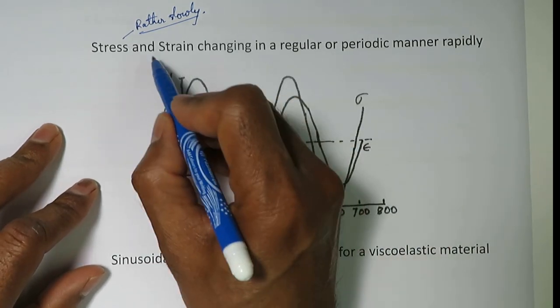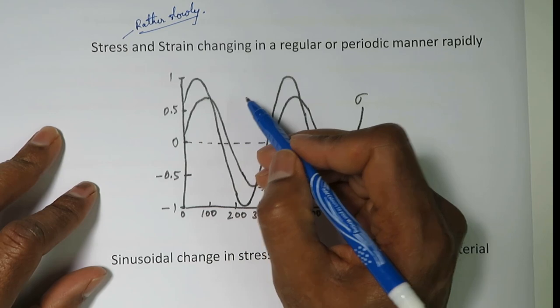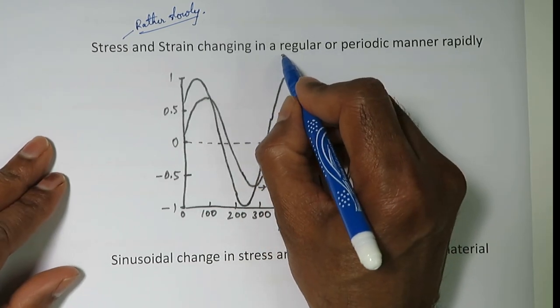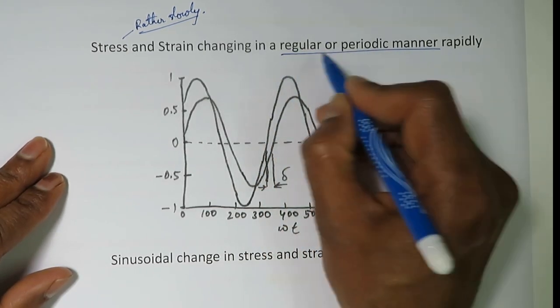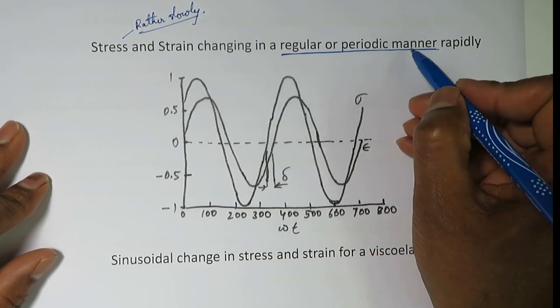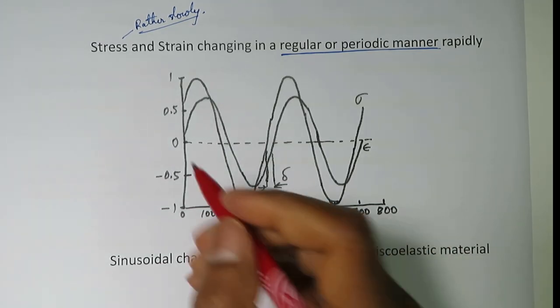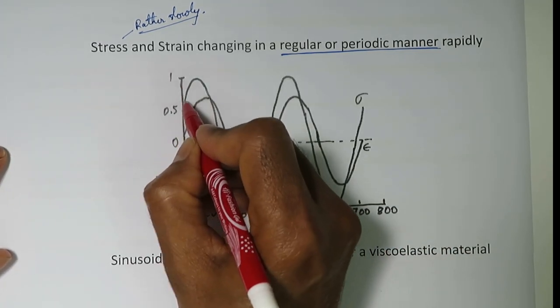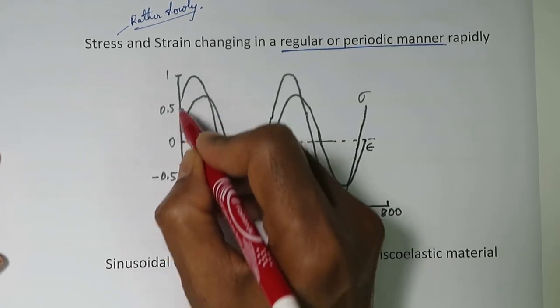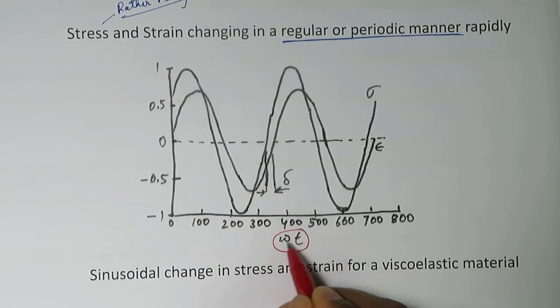But in the case of dynamic loading, the stress will be applied at a much faster rate, and also in a regular or periodic manner. That means the stress will change in a periodic manner, and this has been shown here. So let's say the stress is changing with time. So here we have omega t. Omega is the angular speed and t is the time.